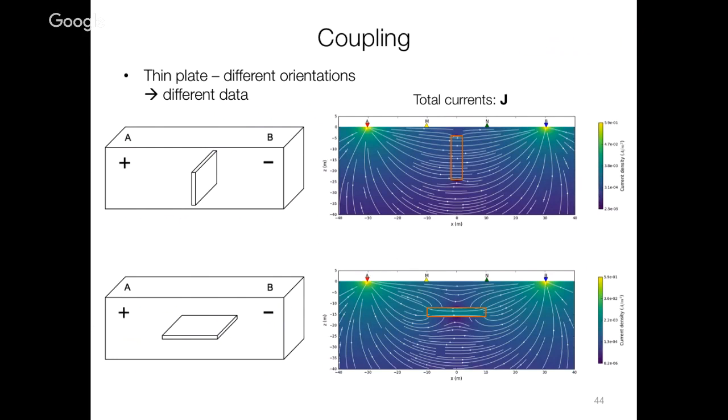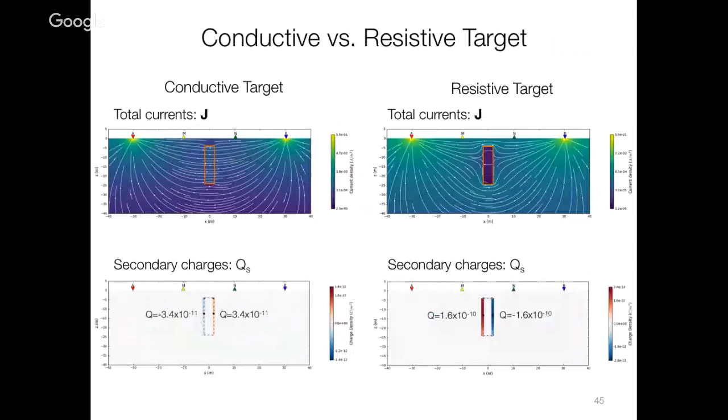But it depends on the orientation as well. Pardon me? It depends also. Yeah, right. Okay. But now if it's a resistor or a conductor, it depends on what you are expecting in the model. I'm just looking at the issue right now.